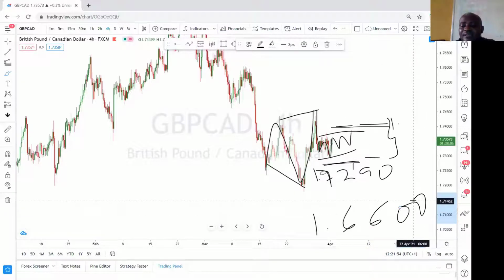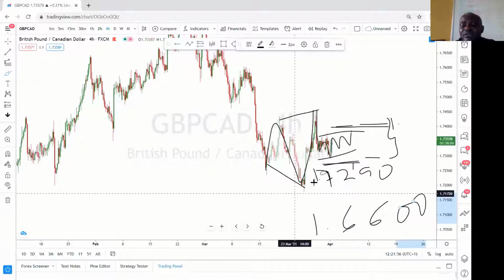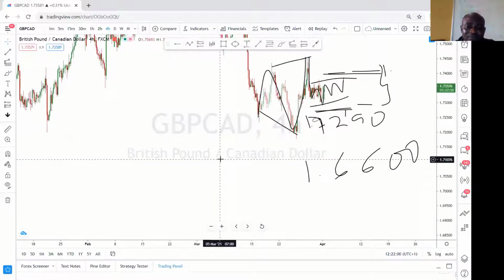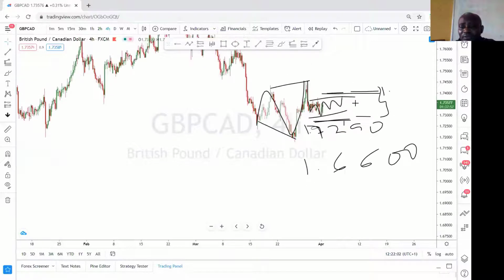6600. That's about 690, close to 700 pips to the downside. That's what I'm expecting. Just one position. That's what I've done here.